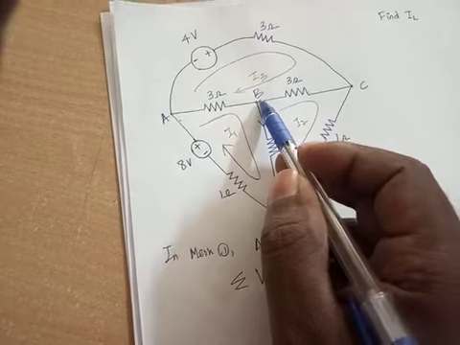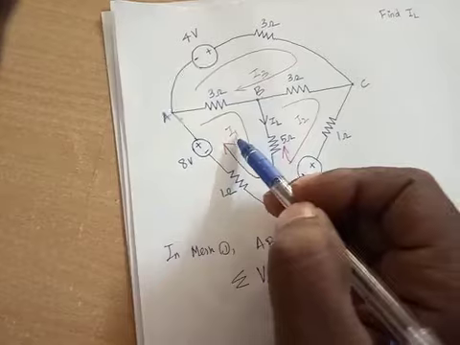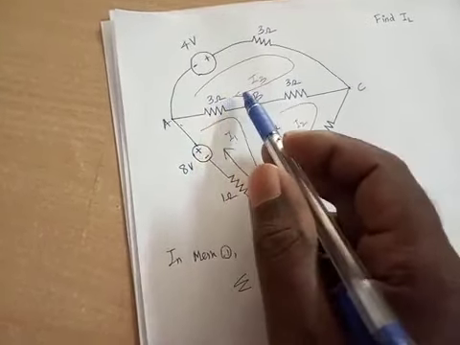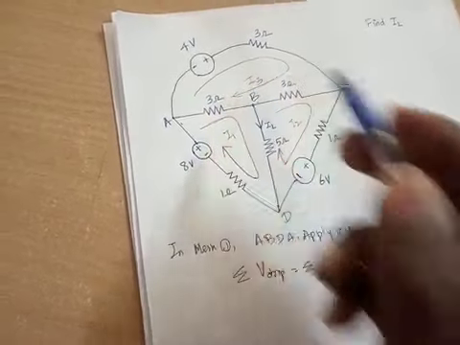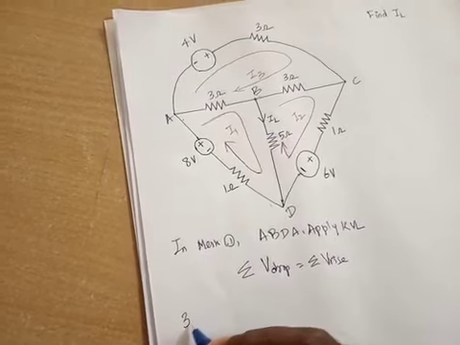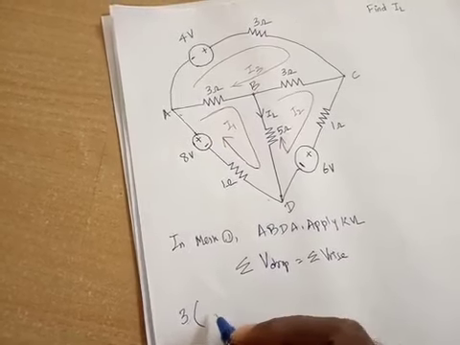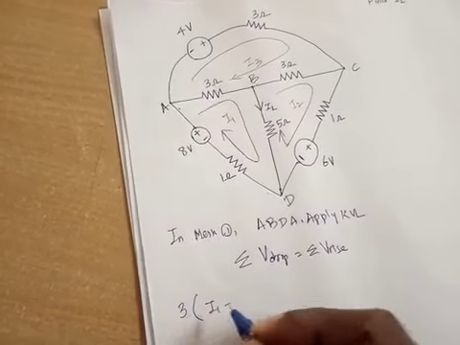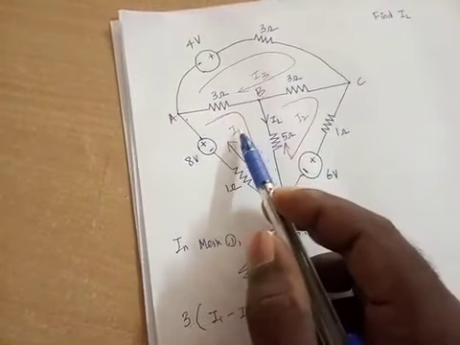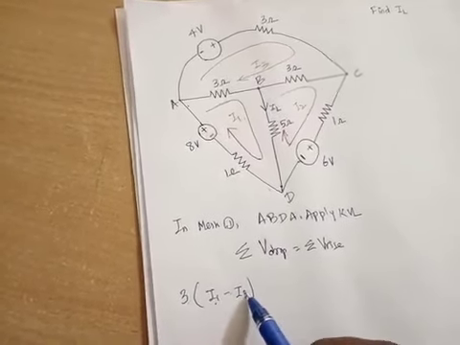A to B, we have a 3 ohm resistor. The currents flowing through the 3 ohm resistor are I1 and I3, and their directions are opposite to each other. The drop is V equals I into R, so 3 into I1 minus I3. At present we are writing the KVL for loop 1, so give first preference to the loop 1 current. So I1 minus I3 is correct.